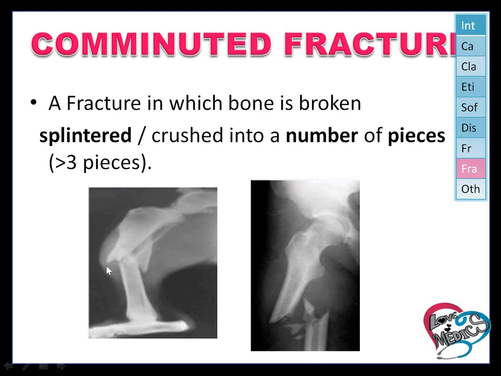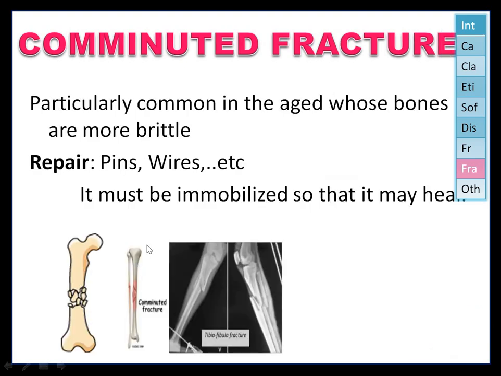Comminuted fracture: if the broken bone part is more than 3 pieces, then it is called a comminuted fracture. Look at this, here 1, 2, 3 pieces are there. So it is called a comminuted fracture. Particularly it is common in aged people. Why is it common in aged people? Maybe they have osteoporosis or some other underlying conditions, or their bones have less calcium density. So that leads to more brittle, easily breakable bones, and it is repaired with pins and wires connected between the pieces of bone. It must be immobilized so that it may heal quickly.